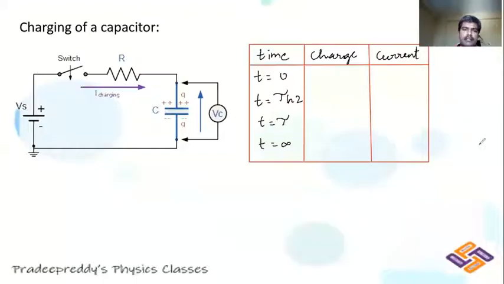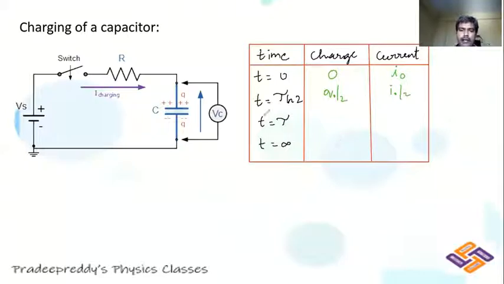Students, let us now see the comparison of charge and current in the RC circuit at different times. At time t is equal to 0, the charge on the capacitor is equal to 0. Current is maximum, that is I0. And at the instant t is equal to tau ln 2, the natural logarithm of 2, charge will be half of the final, and current will be half of the final.